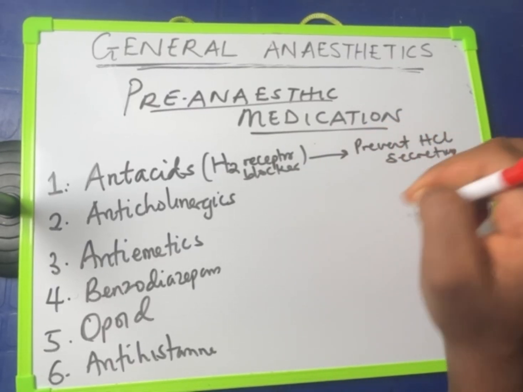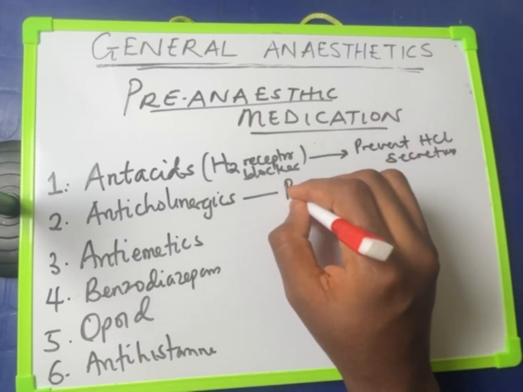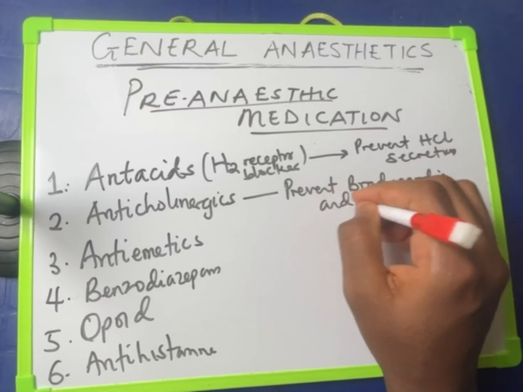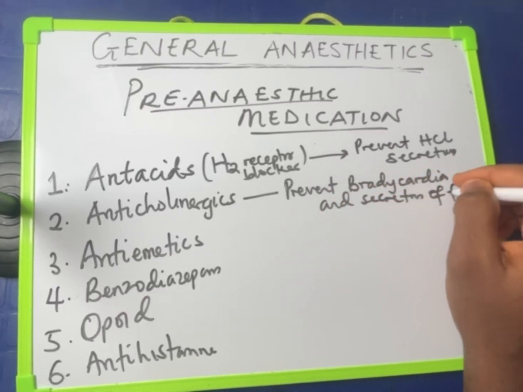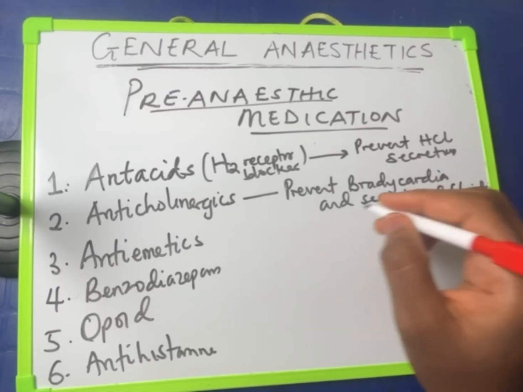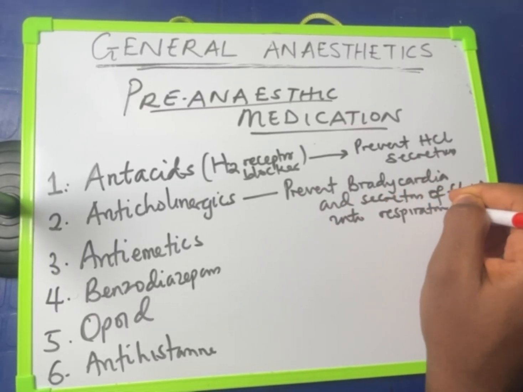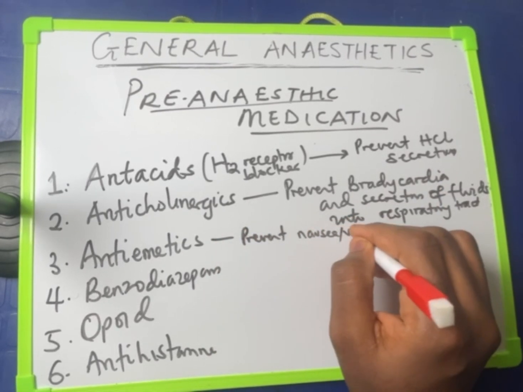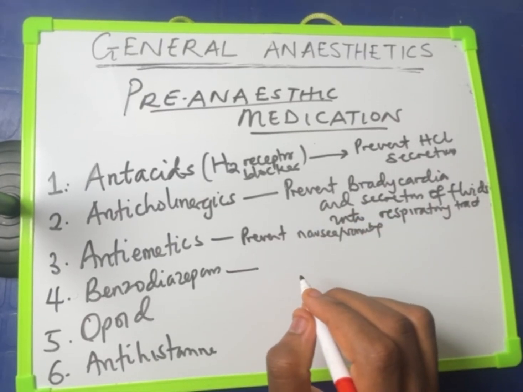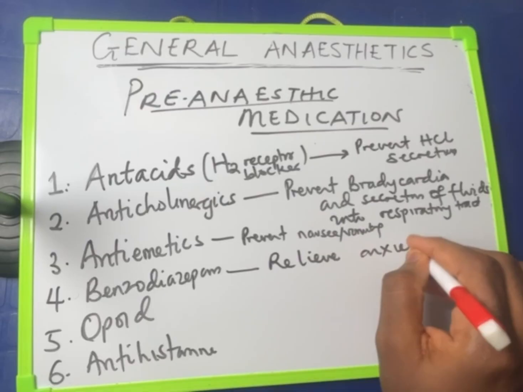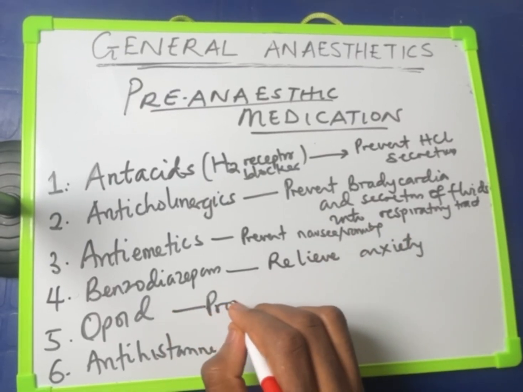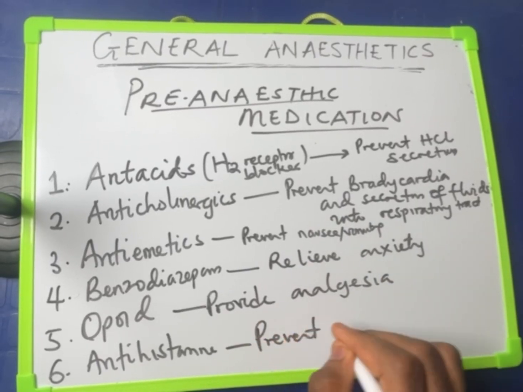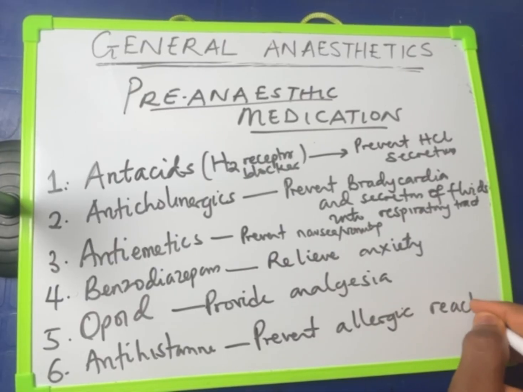Now, for anticholinergics, we give these to prevent bradycardia. Remember what cholinergic drugs can do. So we have to give them to prevent bradycardia and even secretion of fluids from saliva to GI fluids and what have you. Okay. Then we also have antiemetics to prevent nausea and vomiting, postoperative in particular. Benzodiazepines to relieve anxiety, opioids for pain relief, that's to provide analgesia, and then antihistamines for allergies, so to prevent allergic reactions. Okay.